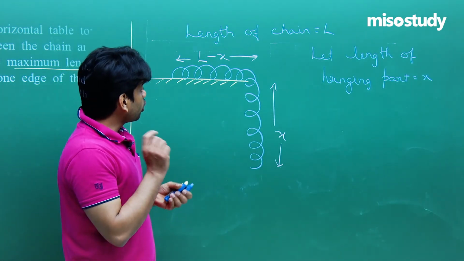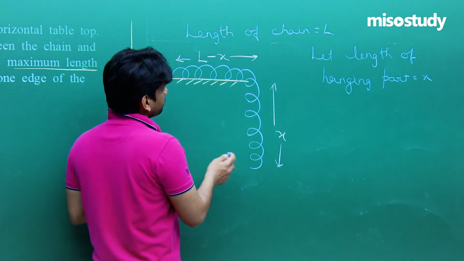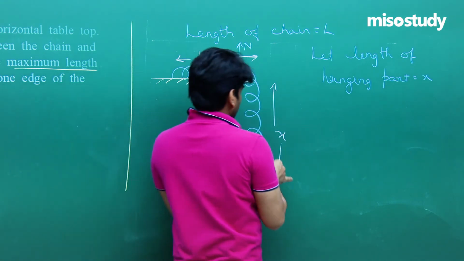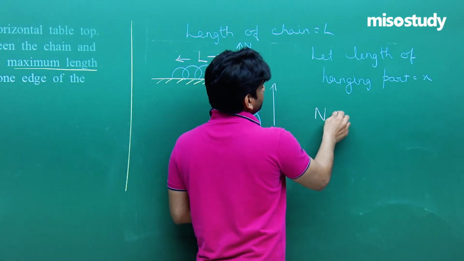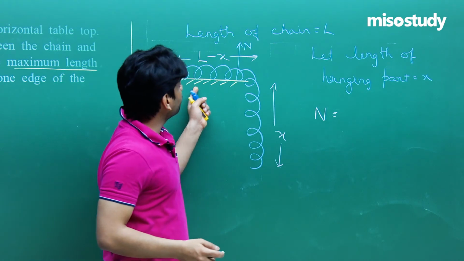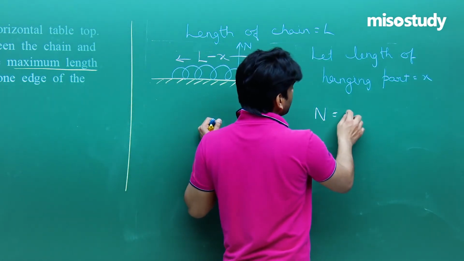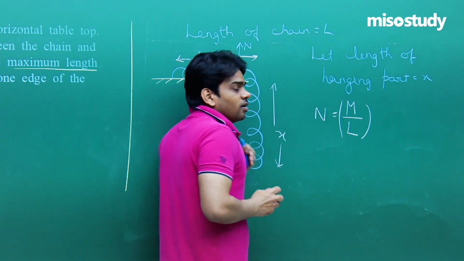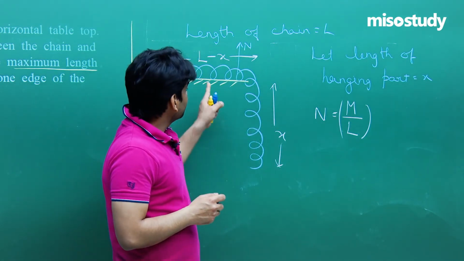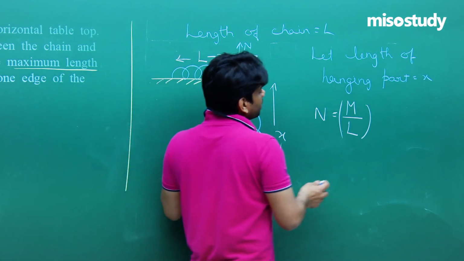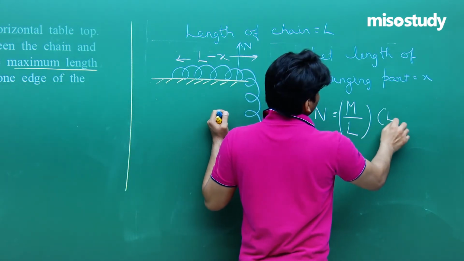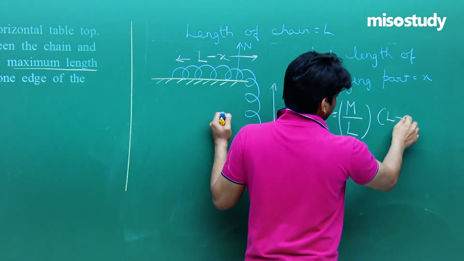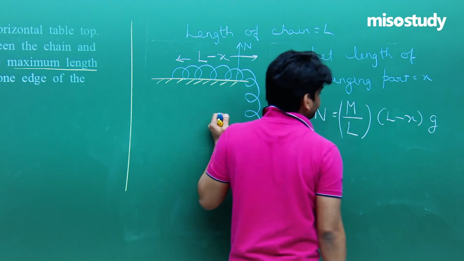So see, the normal reaction, if I mark here, for this part there is less space. If I say this is the normal reaction, the normal reaction will be equal to the weight of this part. That will be equal to total mass m, if total length is L, multiplied with the part on the table, that will be L minus x. This is the mass, multiplied with g, you will be getting the normal reaction.